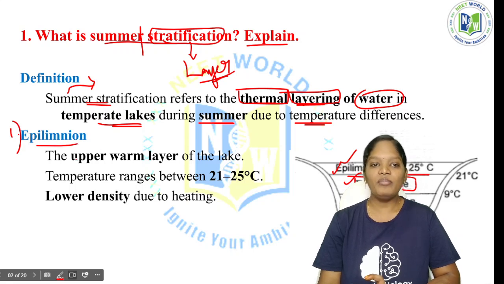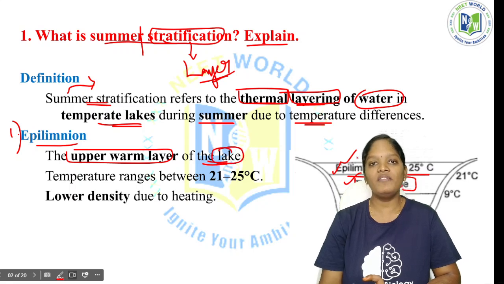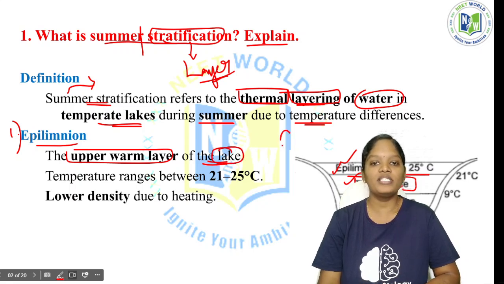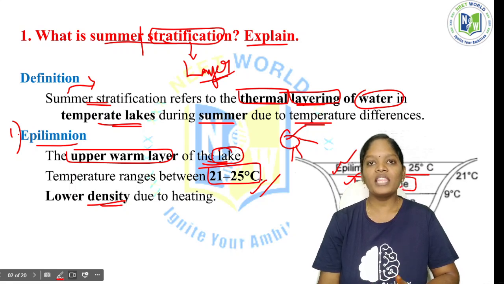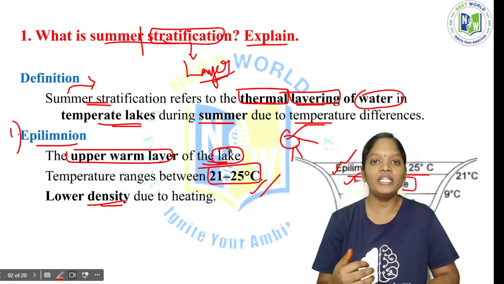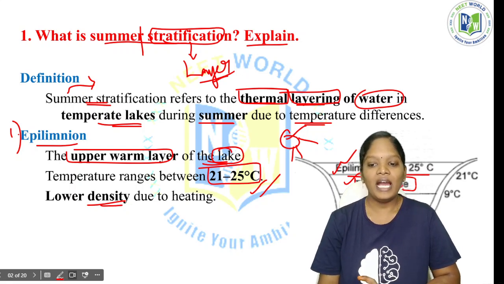This epilimnion is the upper warm layer of the lake. In the lake this upper layer will be very warm. Why is it very warm? Because it is exposed to sunlight when compared to the hypolimnion. The temperature ranges from 21 to 25 degrees Celsius, with low density due to heating. As there is more heat, the vibrations of each particle will also be higher, so the density will be a little lower when compared to the hypolimnion.